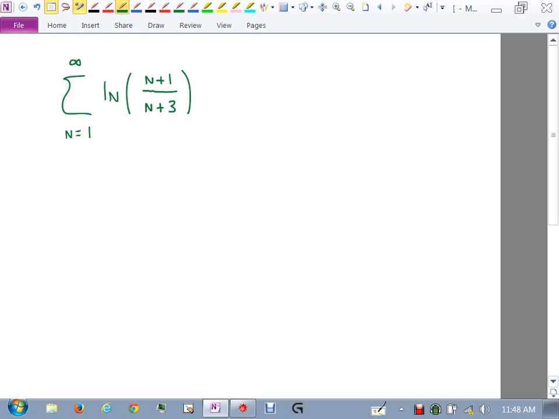All right, so let's do a real quick check. Let's look at the sequence and see what happens when n goes to infinity. What happens right here if n goes to infinity? Infinity over infinity, but you can use L'Hopital's rule in that, can't you? And you get what? 1. Natural log of 1 is 0. So this thing goes to 0, which tells us nothing, right? The sequence goes to 0. So now we have to investigate the series.